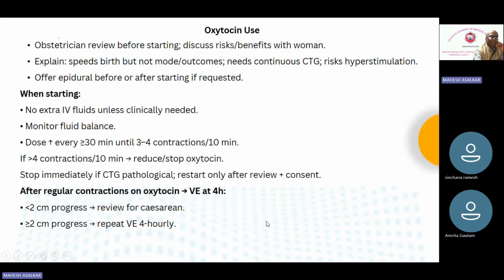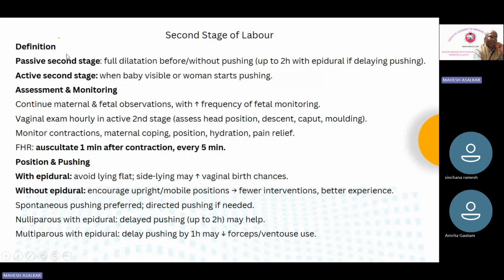Okay. Then coming to the second stage of labor. The second stage of labor has two parts, the passive second stage and the active second stage. Passive second stage is full dilatation before or without pushing. So before pushing, but there is full dilatation. That is the passive second stage, up to 2 hours with epidural if pushing is delayed. Then the active second stage is when the baby is visible or the woman starts pushing.